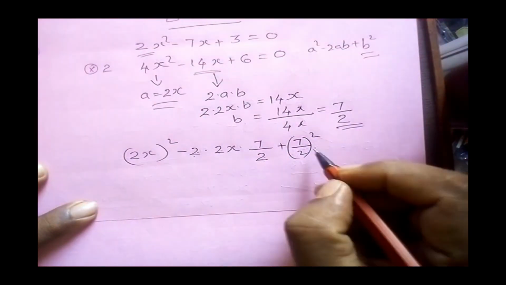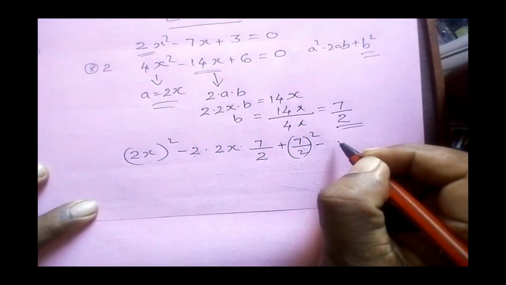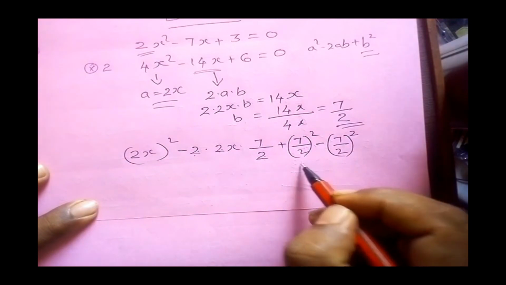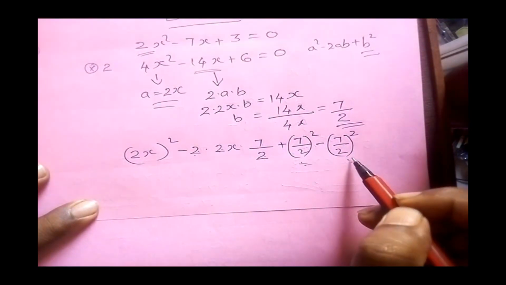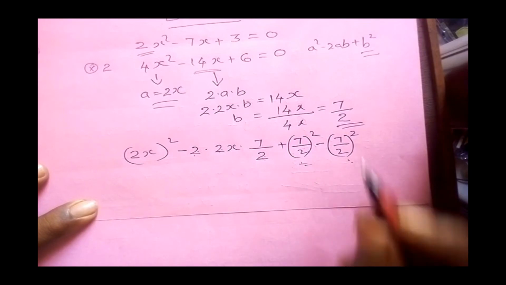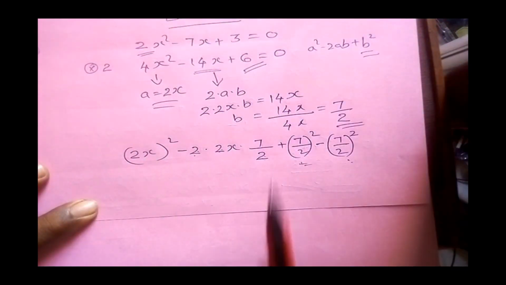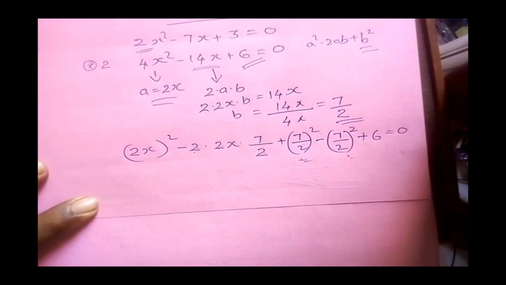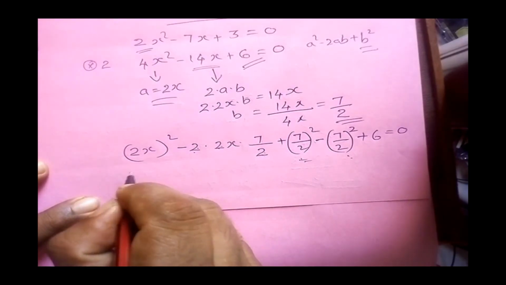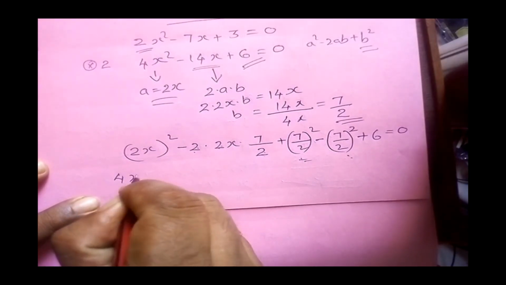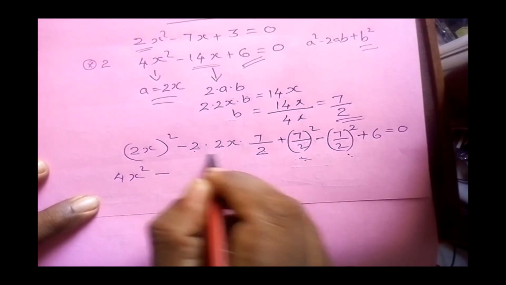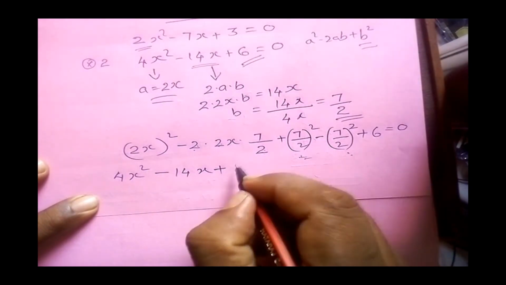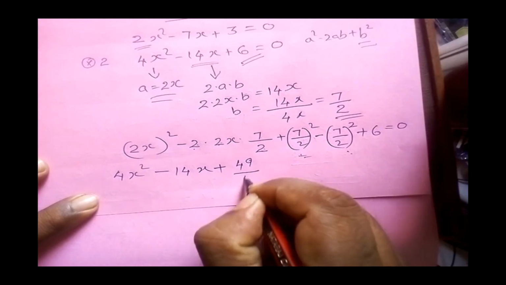We have added 7 by 2 the whole square here, so we have to subtract it also to nullify the effect of the addition. So we have added this, we have subtracted this. Okay, fine. Then we have 6 here, this 6 we cannot ignore. So plus 6 equal to 0. That is 4x square minus 14x as it is plus 49 by 4.